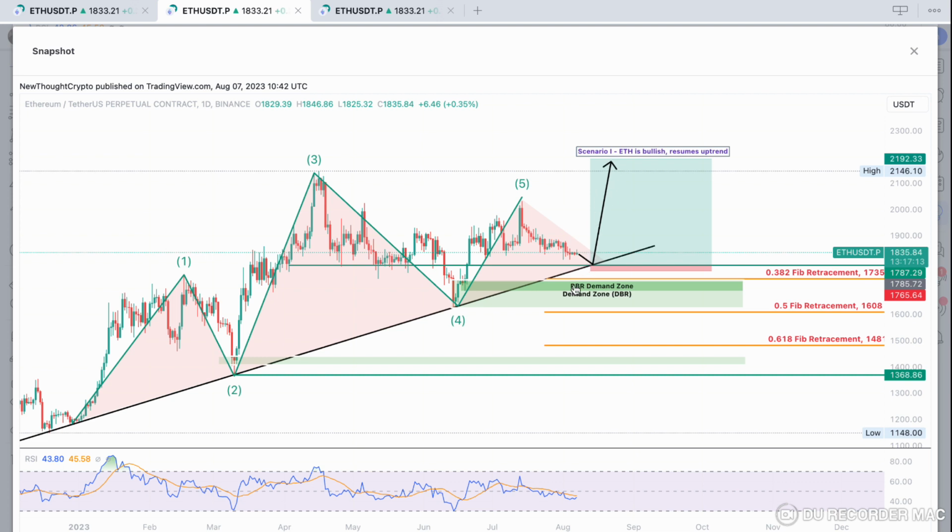up. For the bullish scenario to become valid, the following price action has to be: Ethereum has to get above the previous higher high, which is at 2146. This is the bullish scenario, and in my opinion this scenario is not very likely.